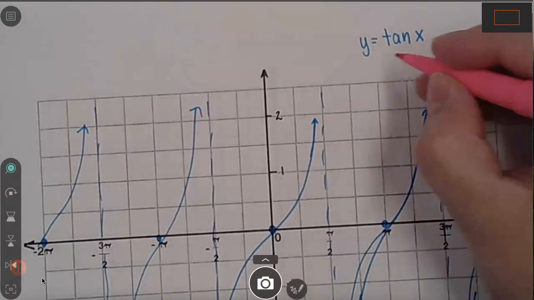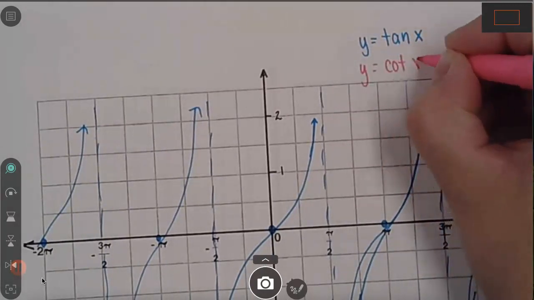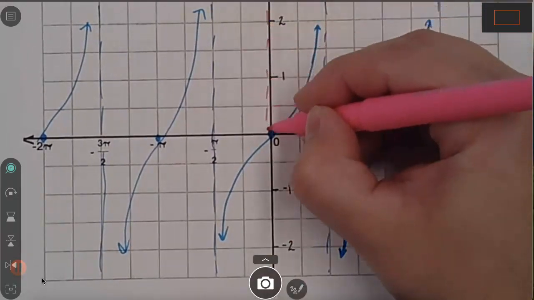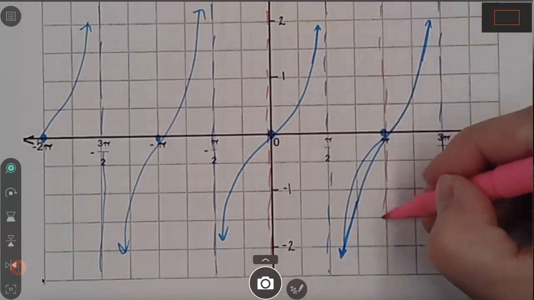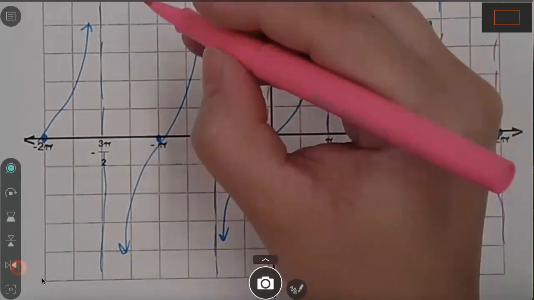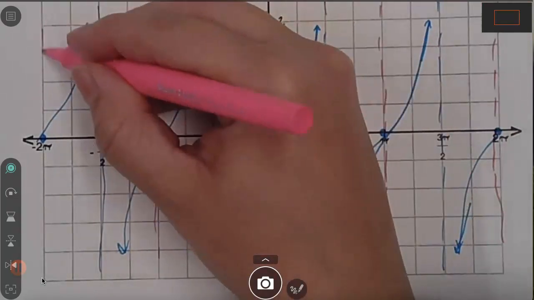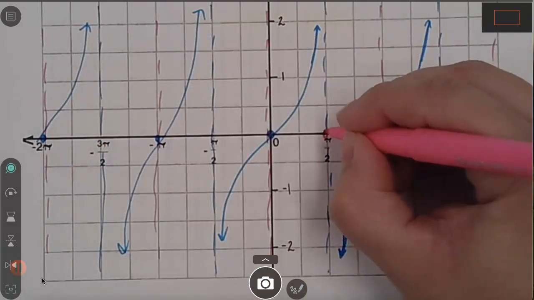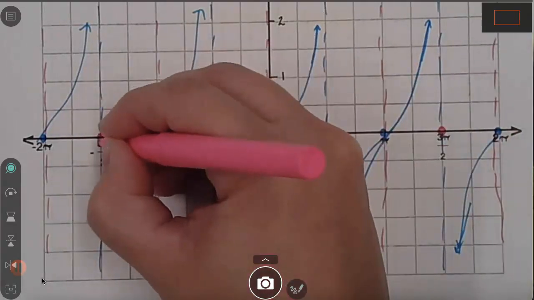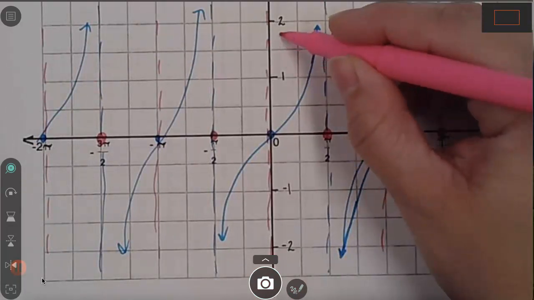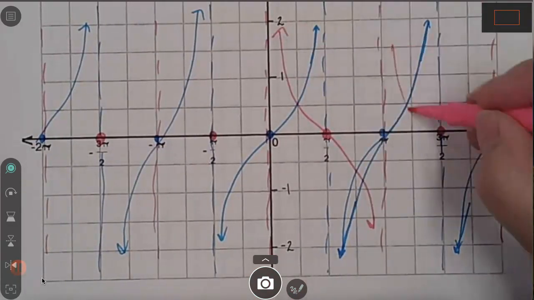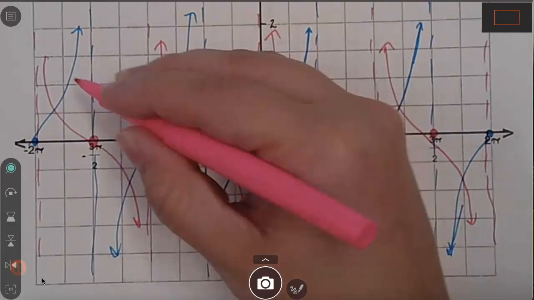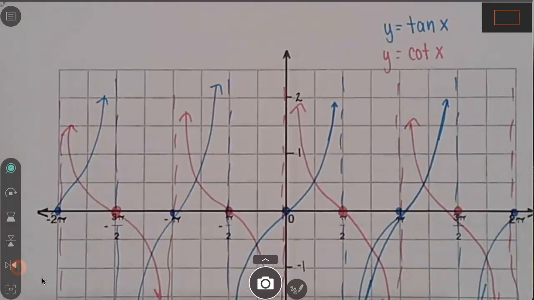All right. Cotangent is the reciprocal of tangent. That means that everywhere where tangent is 0, cotangent is undefined. And everywhere where tangent is undefined, cotangent is 0. And cotangent goes the opposite direction. There we go. Those are the 6 trig graphs.